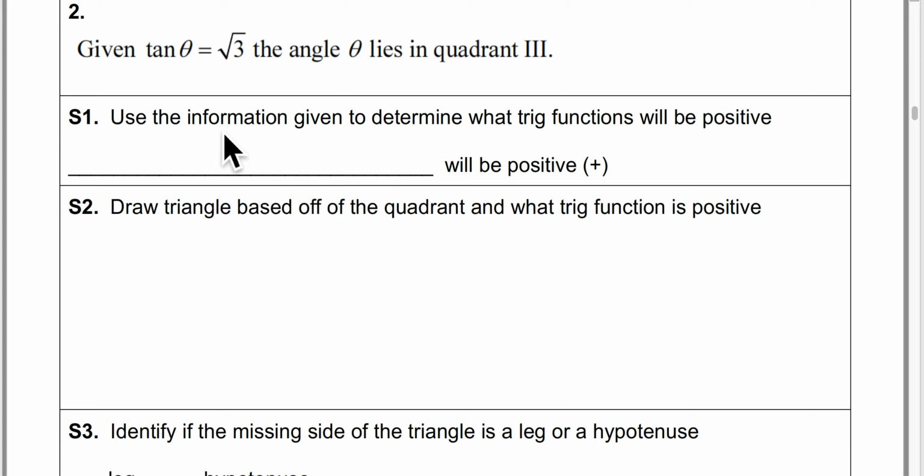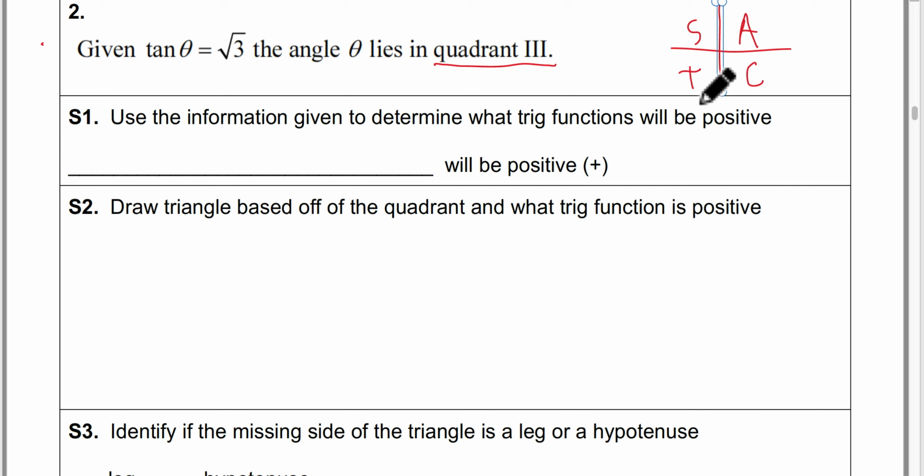All right, let's hop into number 2 together. So the first thing they tell me is given that tangent theta is equal to square root of 3. Before I even do anything else, I'm noticing that tangent of theta is positive. So I would have drawn my ASTC, and I know that I have to be probably in quadrant 1 or quadrant 3. But then they also told me that I'm in quadrant 3, so that just makes life even simpler for me.